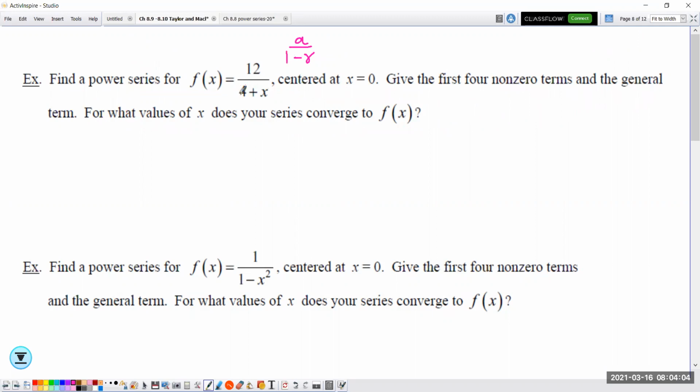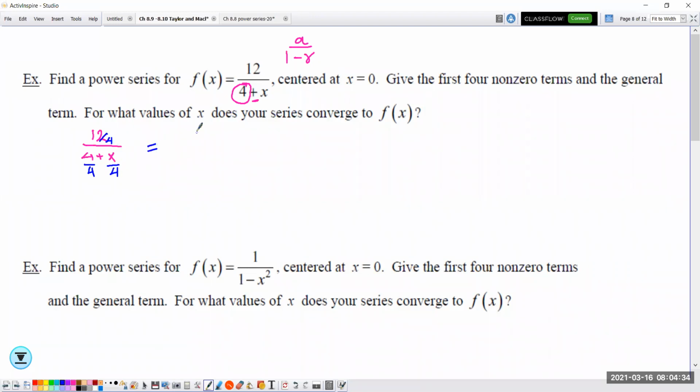Think about making some manipulation. I need a 1 here. I need a minus sign here. 12 you can factor out. 12 you can take it out. So it doesn't matter. But how do you make this 1? So that's the piece here. I'm going to show you the algebraic manipulation: divide each and every term by 4. Divide each term by 4.